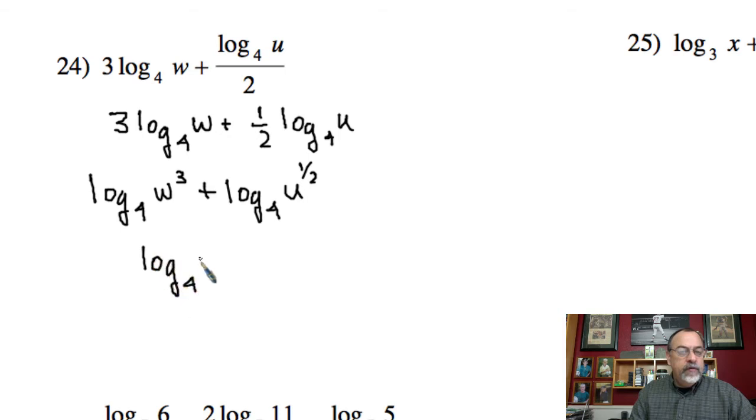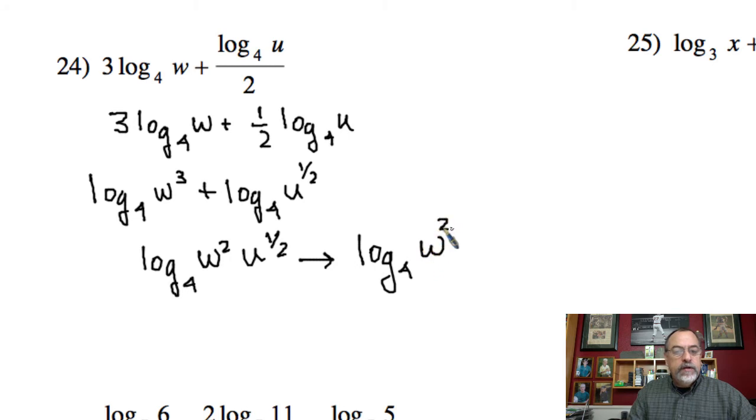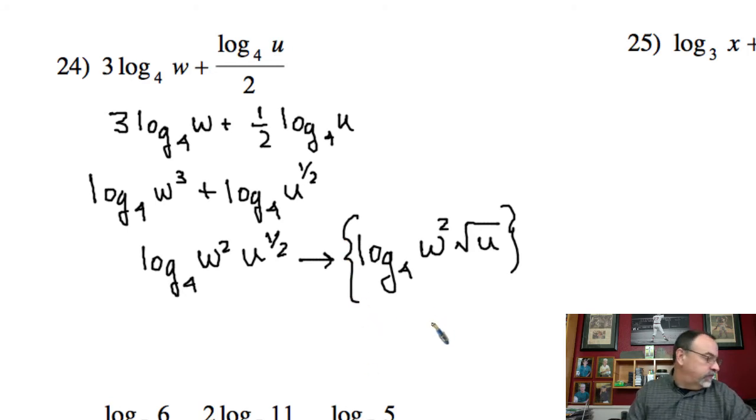So log base 4 of w cubed times u to the 1/2, and the fractional power, we want to change it into its root form, so square root of u would be the condensed version of this. Okay, 24, double check, that's good.